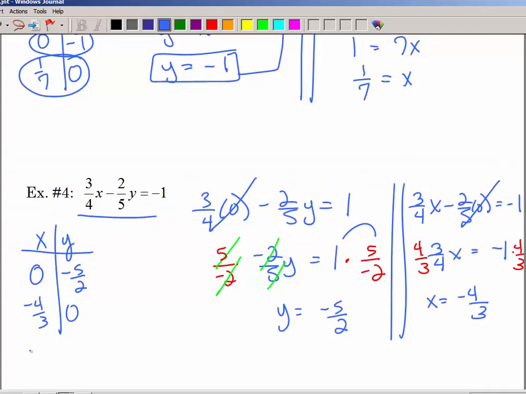Now, the great thing about the x and y intercepts is that you could now plot those 2 points on a graph, connect them, and that's a different way to graph a line.